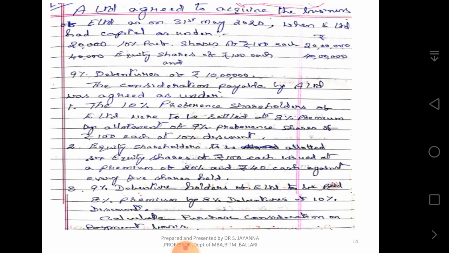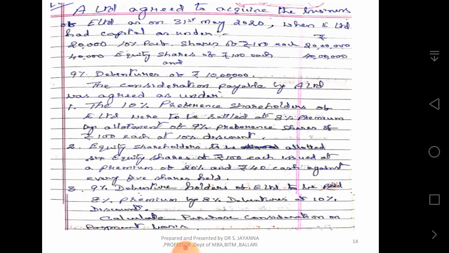Friends, let us have an illustration here. A Limited agreed to acquire the business of E Limited as on 31st May 2020 when E Limited had capital as under: 20,000 10% preference shares of 100 rupees each. Here simply for the sake of example I have taken 100, otherwise companies are bound to issue at 10 rupees. Preference shares can be issued at 100 rupees each for 20 lakh rupees. 40,000 equity shares of 100 rupees each, so it comes out to 40 lakh rupees. Preference shares amount comes to 20 lakh rupees and 9% debentures of 10 lakh rupees.